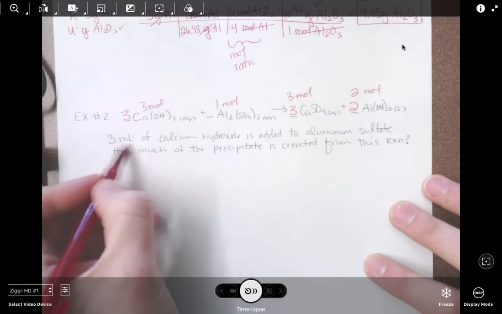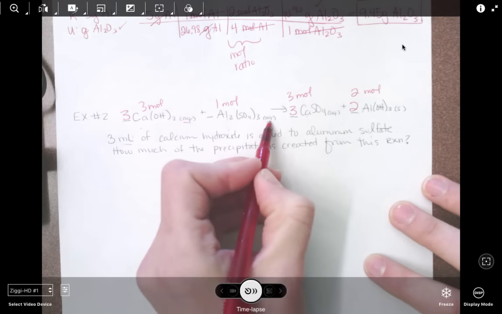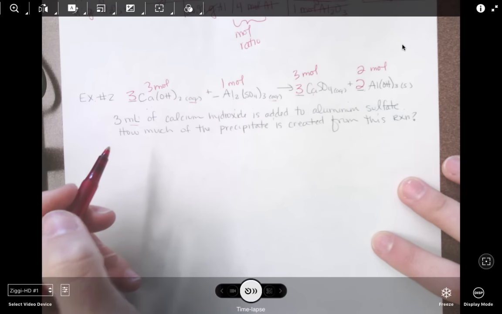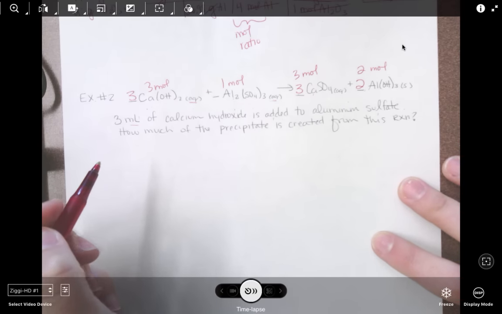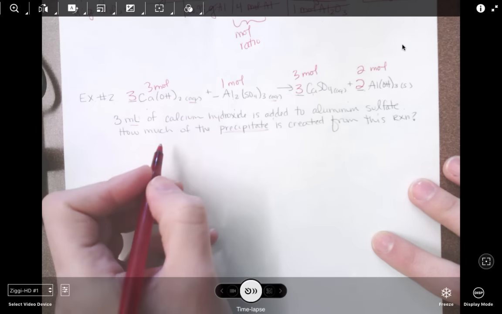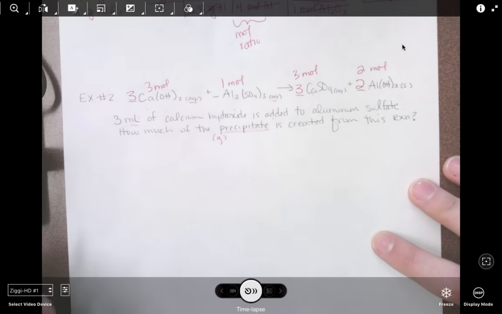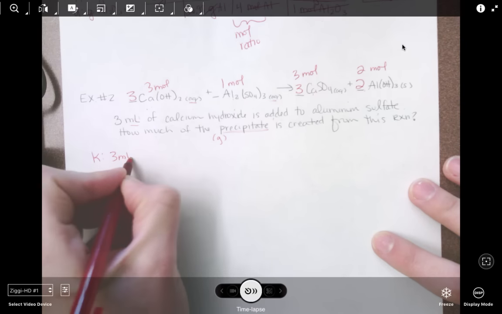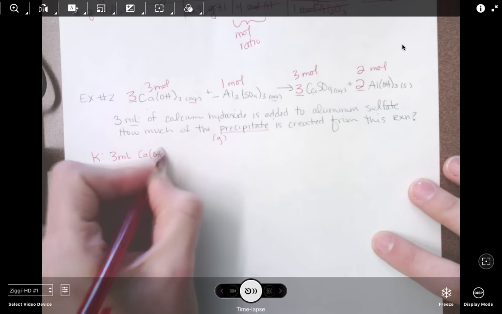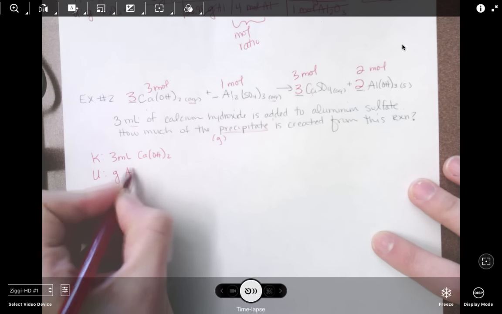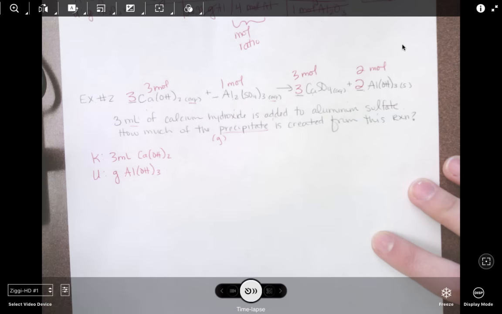So the reason why this is in milliliters is because I added 2 aqueous solutions together, and that means that I'm going to have to use 1 mole equals 22.4 liters as a relationship. And it says how much of the precipitate. A precipitate is a solid, therefore I'm going to be looking for that in grams. So what do I know? I know that I have 3 milliliters of calcium hydroxide. What don't I know? The mass of the precipitate, which is aluminum hydroxide. So I have my starting place and my finishing.